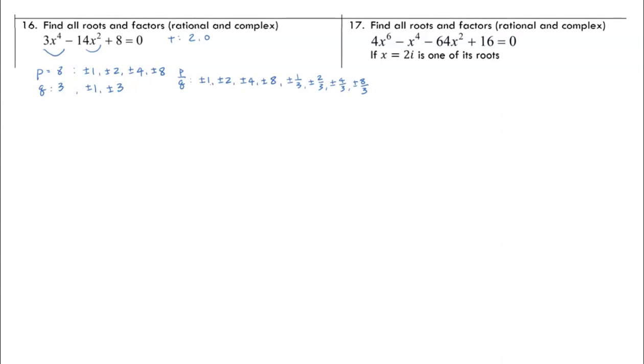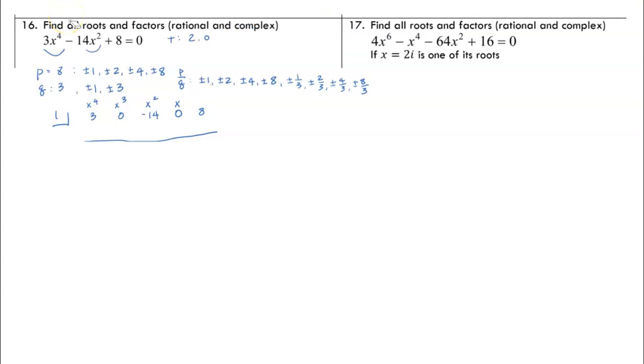So let's go ahead and set up my synthetic division. 3, 0, and then negative 14. Where did the 0 come from? I like to once again write x to the 4th, x to the 3rd, x to the 2nd, just to keep me straight. And then that's the constant. Okay, let's try 1. Bring down the 3.